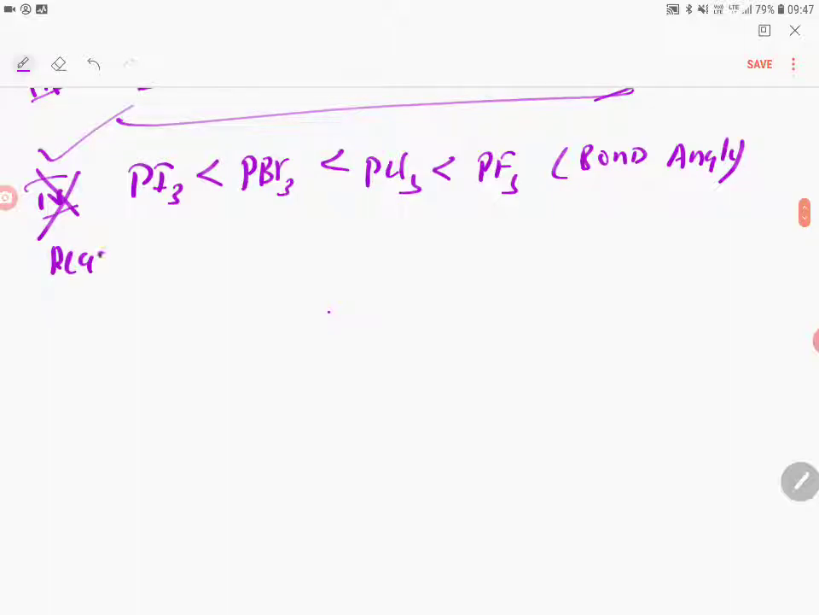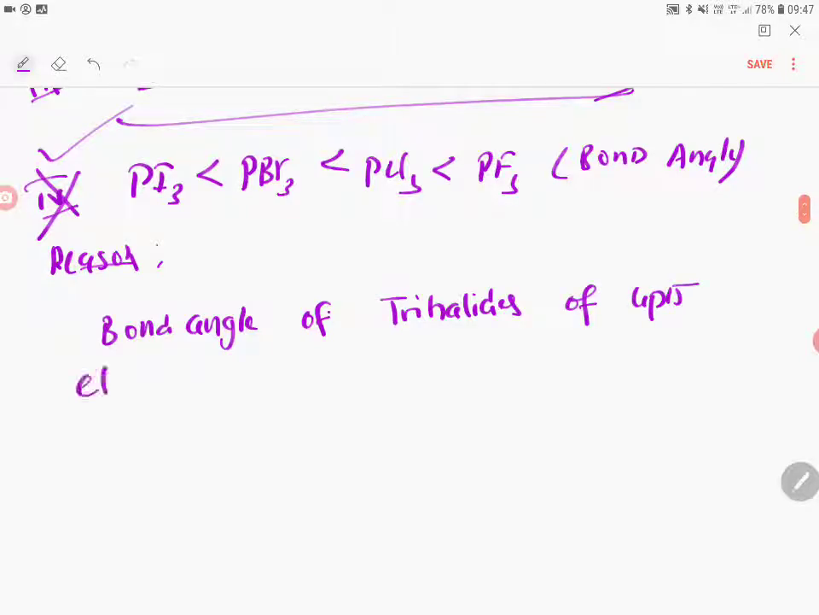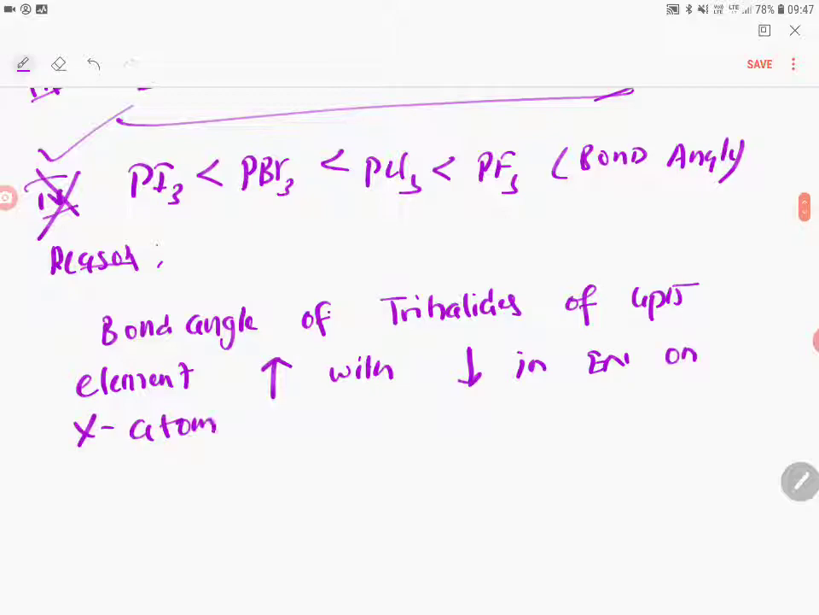Reason: bond angle of trihalides of group 15 element increases with decrease in electronegativity of halo atom, along with increase in size of halo atom. X means what? Halo atom. It's a very, very important fact.